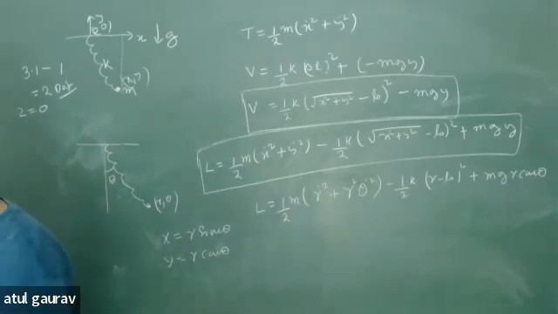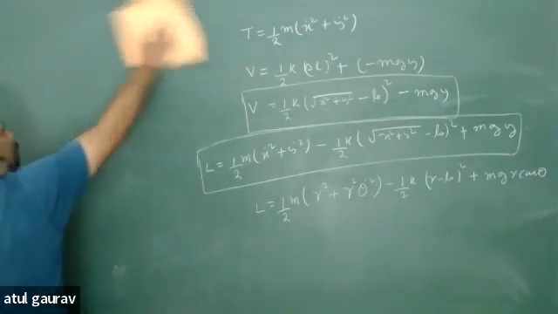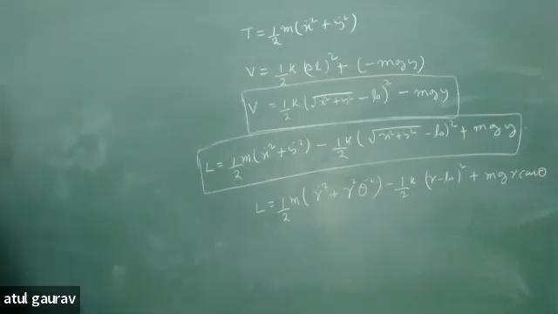Is there any cyclic coordinate? Sir, what is a cyclic coordinate? No, there is not any cyclic coordinate, isn't it? There is not any cyclic coordinate. So what do you have to do? You have to just write the equation of motion for r as well as the equation of motion for theta.